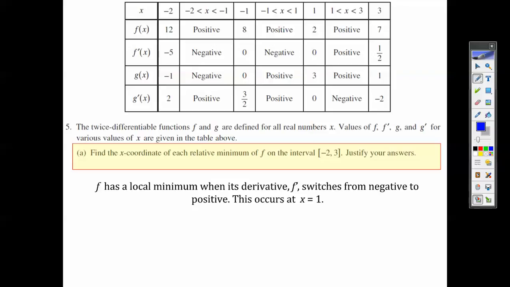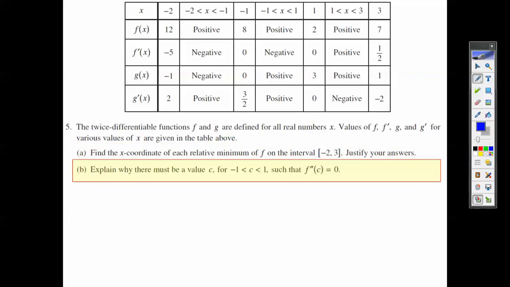Okay, now it says justify your answers. Now, this is interesting. This is just written there. One of the things that I talked about with local minimum, they've been very picky about the last few years on the AP test, is you should say that F prime switches from negative to positive, so therefore F switches from decreasing to increasing. So if F prime switches from negative to positive, F switches from decreasing to increasing. I think you should probably have both of those on there.